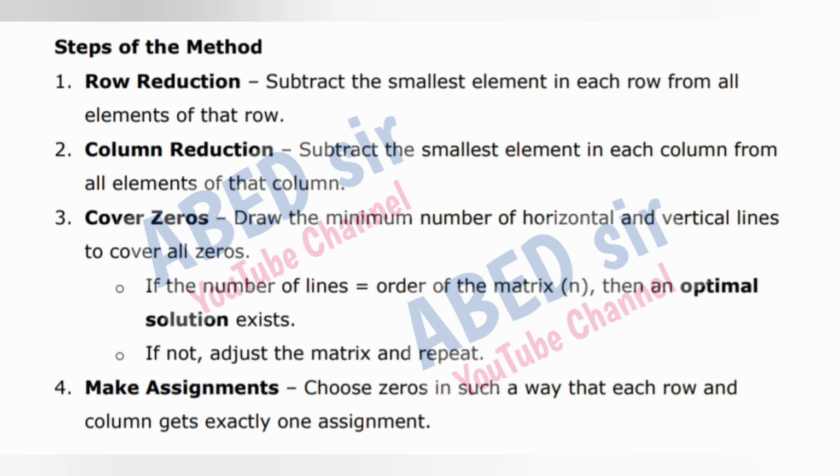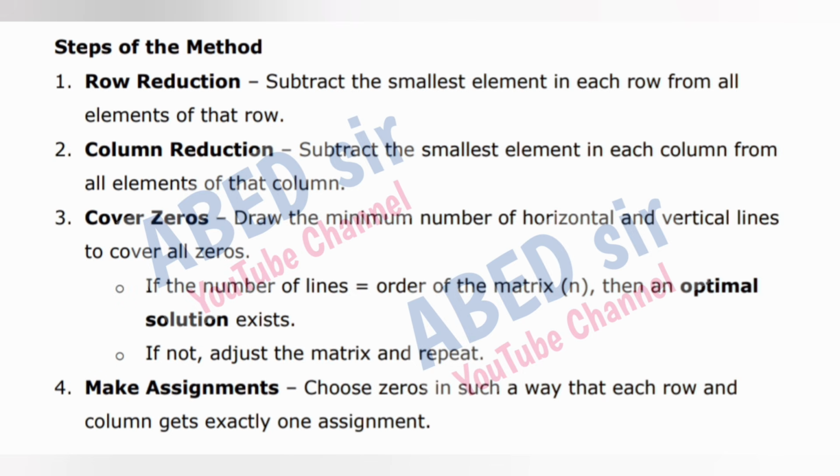Steps of the method. 1. Row reduction. Subtract the smallest element in each row from all elements of that row. 2. Column reduction. Subtract the smallest element in each column from all elements of that column. 3. Cover zeros. Draw the minimum number of horizontal and vertical lines to cover all zeros.